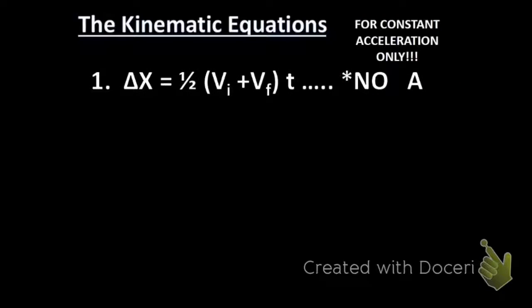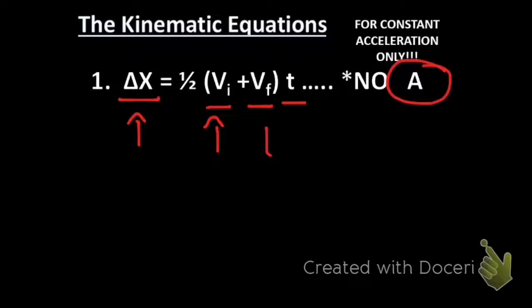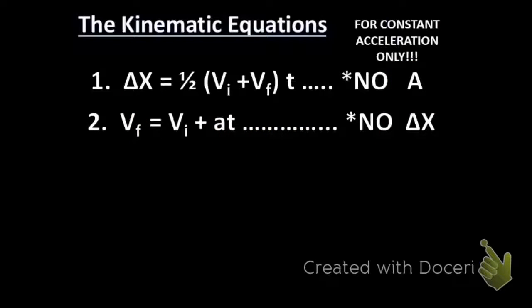Let's take a look at the first kinematic equation. It relates delta x, initial velocity, final velocity, and time. So this equation does not contain acceleration. And if you have any 3 of these variables, you'll be able to solve for the 4th. Once you have those 4, you'll actually be able to solve for acceleration using another equation. The second kinematic equation relates final velocity, initial velocity, acceleration, and time. It does not contain displacement.